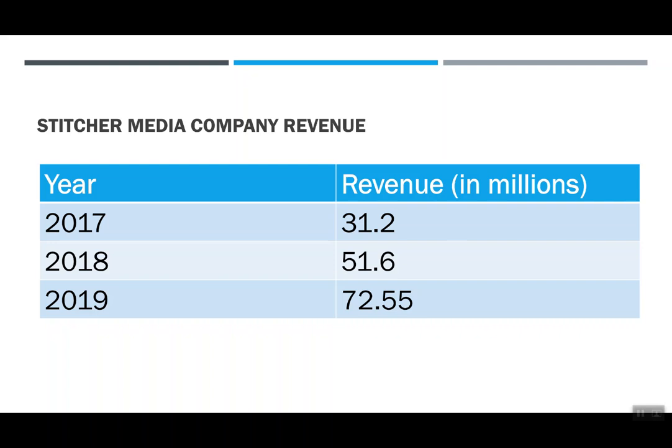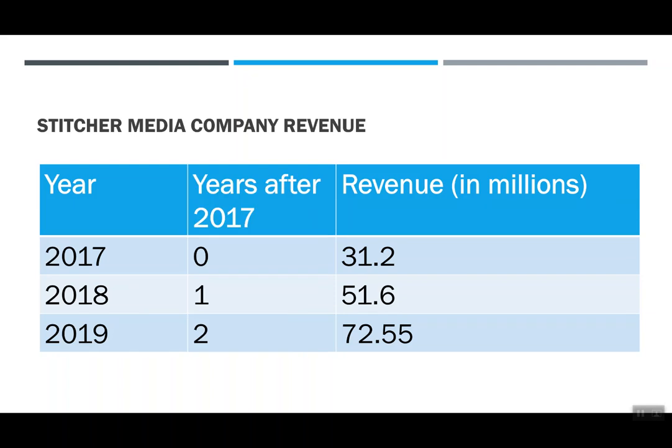Let's change that just a little. Instead of the years being 2017, 18, 19, I'm just going to look at how many years after 2017 we had. This just reduces the size of our graph and it makes it easier to read. So 2017 becomes year 0, 2018 becomes year 1, and then 2019 becomes year 2.